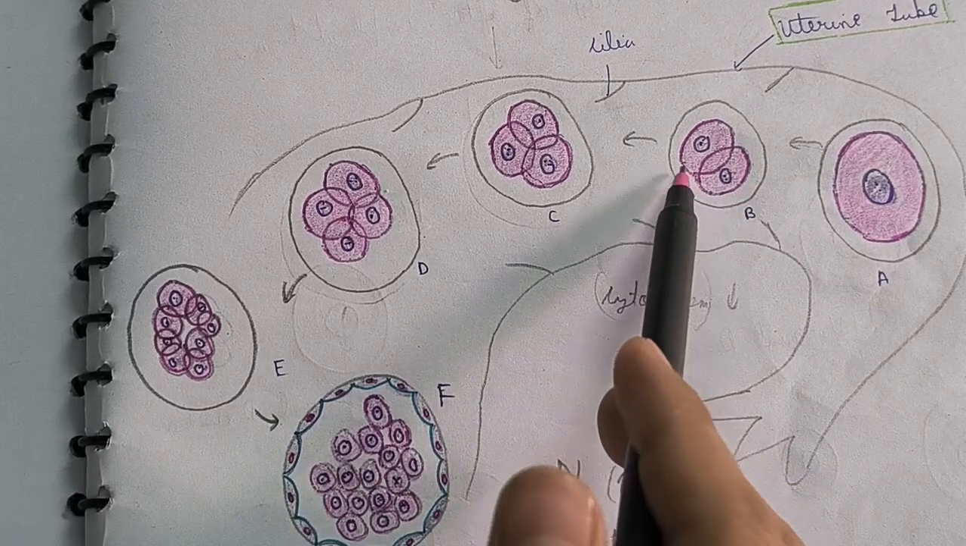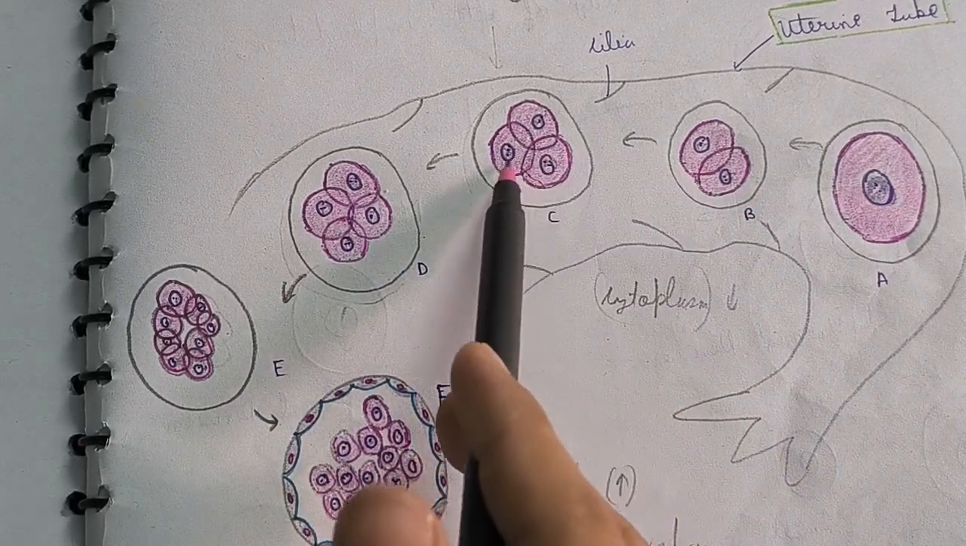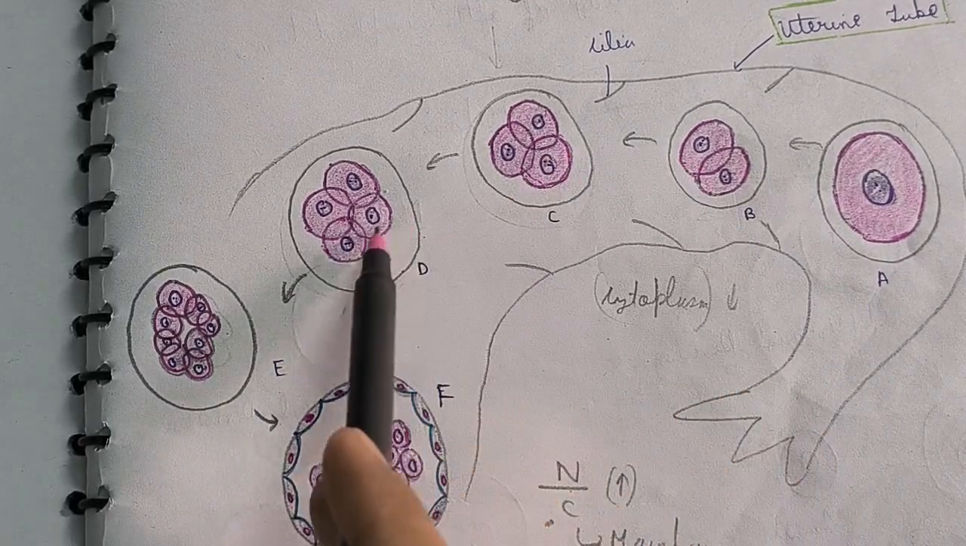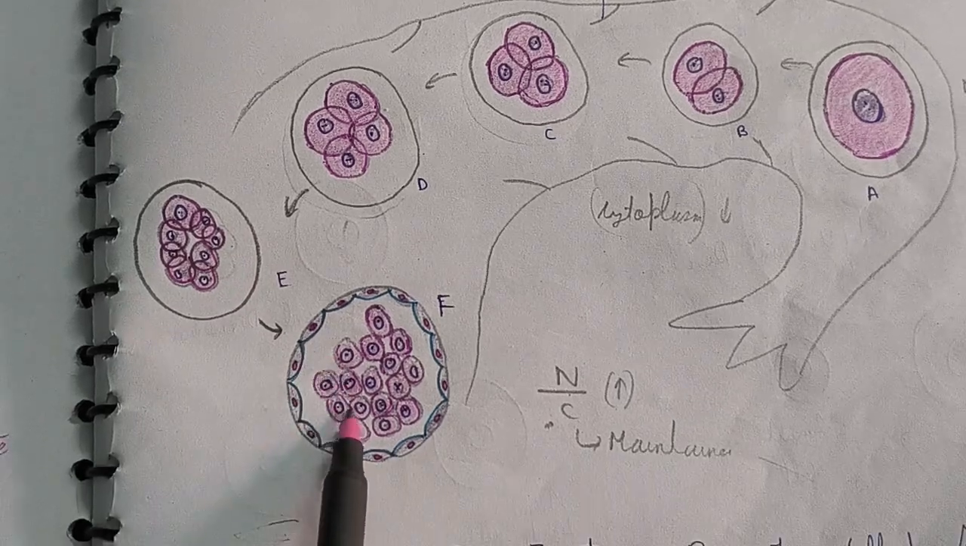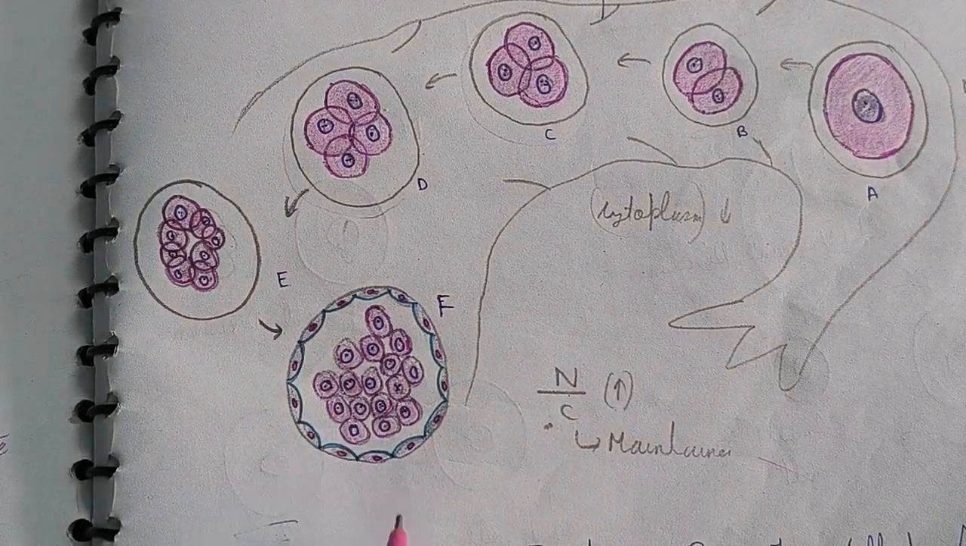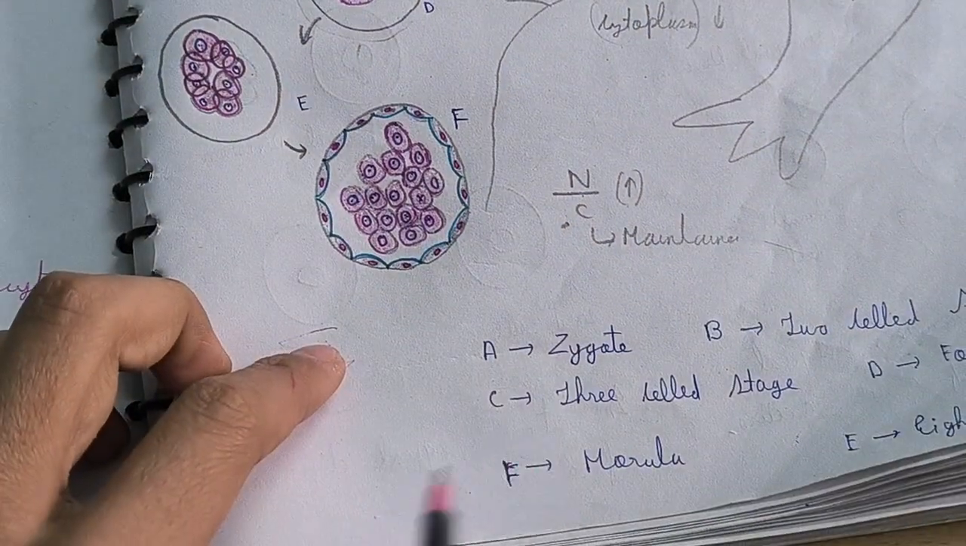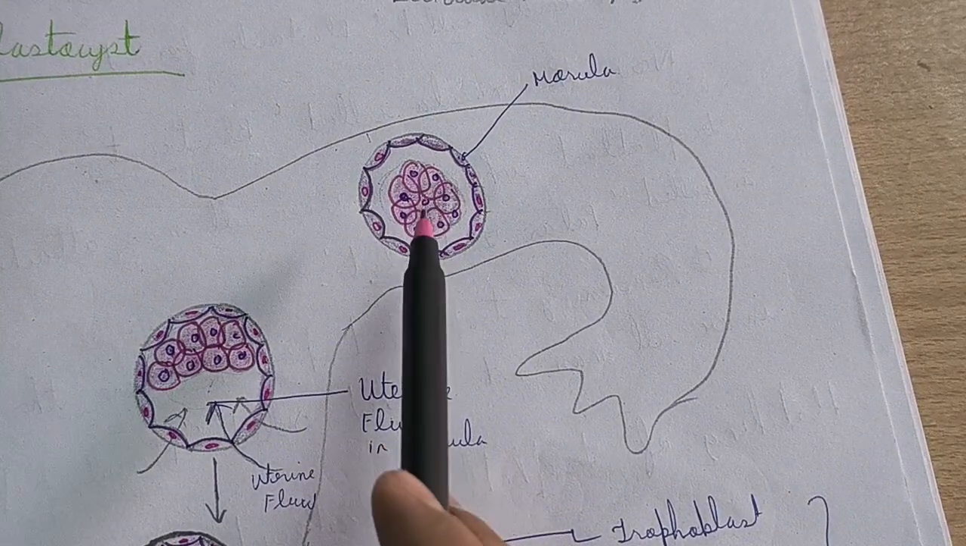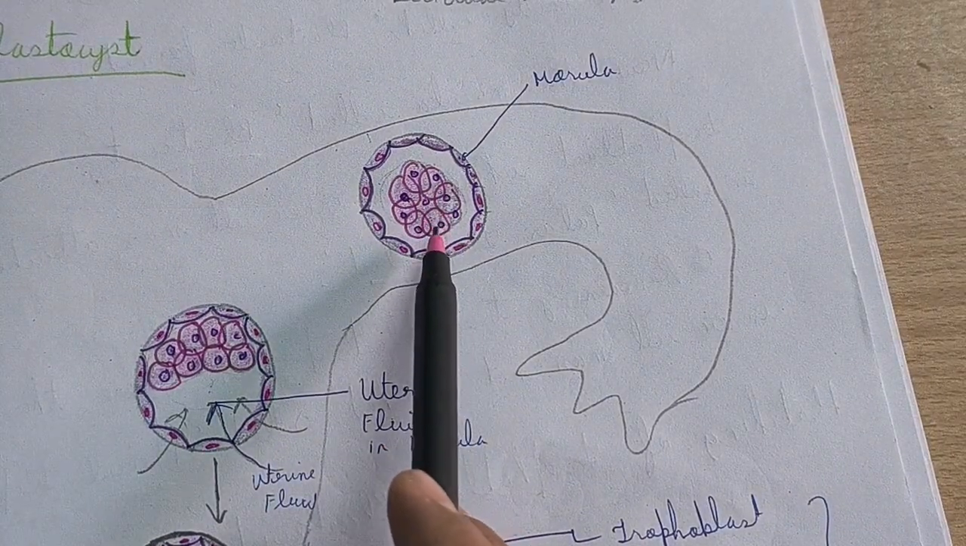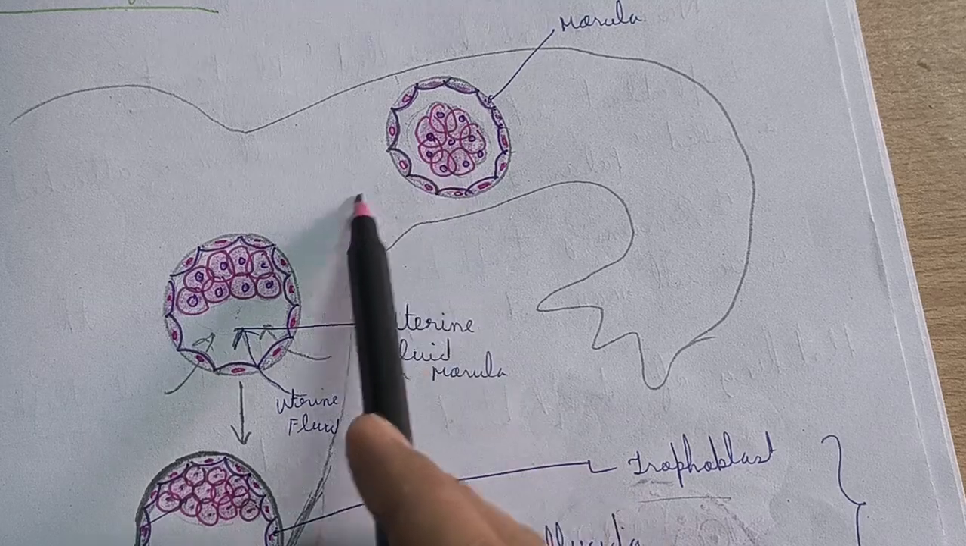Then through the cleavage process, multiple divisions occur, and finally the end result of the cleavage process is the morula. This structure is the morula. See that? This is the morula and this is the 16 cell stage.